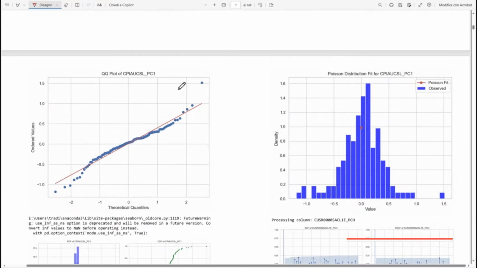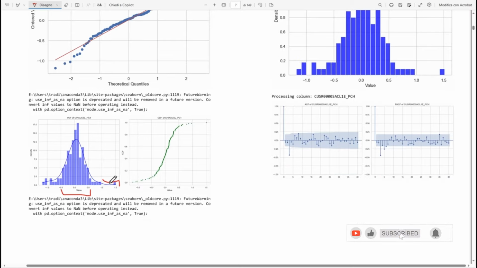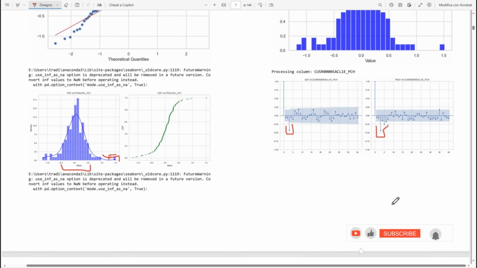But these very large values, here you see 1.5, you can see in the PDF, the probability density function, are very far down in the tail of the distribution. Sorry for the mess here. And with all these charts we can see how this data autocorrelates, or partially autocorrelates, even if we try to eliminate all the volatility. And yeah, we saw this one.